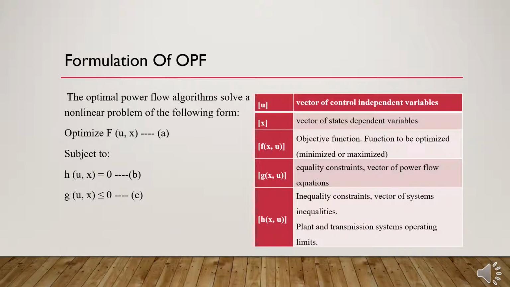The formulation of OPF. Optimal power flow is a set of computations to solve the power flow in a way that one or several objectives are optimized. The OPF, given an initial state of the system and a set of constraints, determines the best possible values for the control variables that simultaneously fulfill the constraints and optimize the objective function.